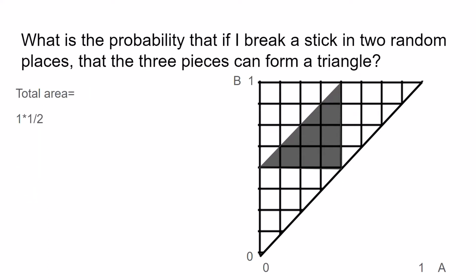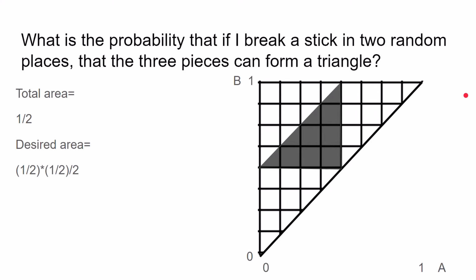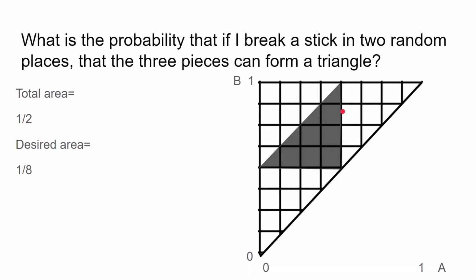The total area is equal to 1 times 1 over 2, so 1 times 1 over 2, which is 1/2, and the desired area is 1/2 times 1/2 over 2, which is 1/8. And to get the probability, we just divide 1/8 by 1/2, and we get 1/4. So the probability that if I break a stick in two random places and the three pieces form a triangle is 1/4.